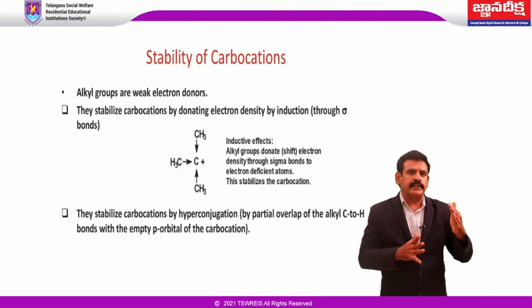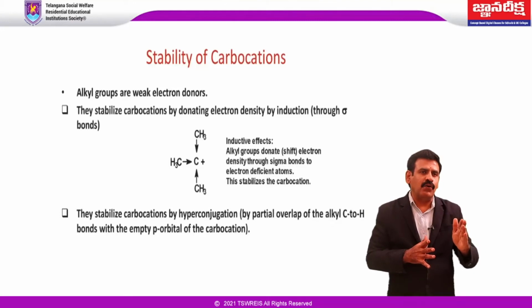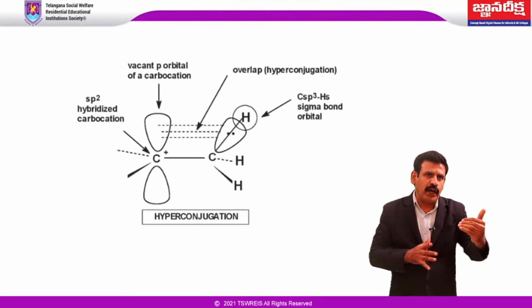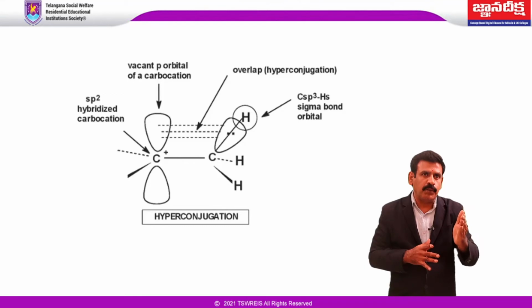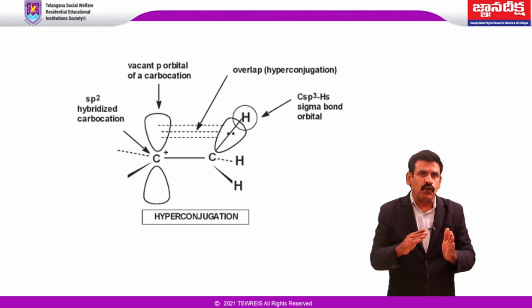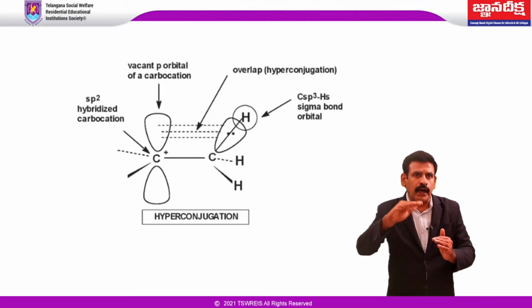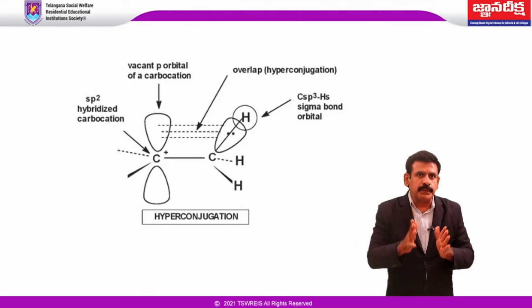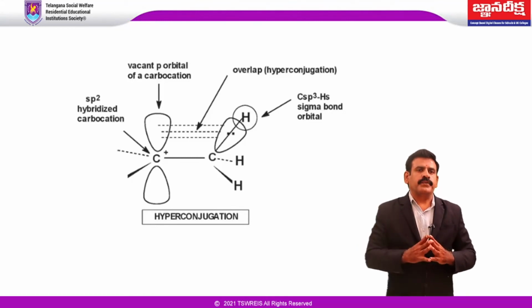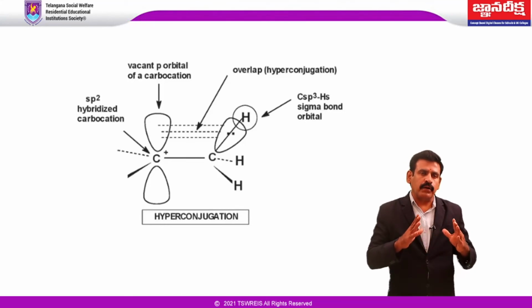Yeah, see here, this is the diagram. Hyperconjugation, how it favors the formation of the carbocation. The sp2 hybridized carbocation has a vacant p orbital, and it overlaps with the sp3 sigma bond orbital of the second carbon. So this is the hyperconjugation.